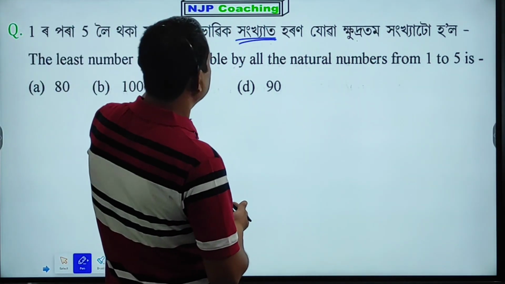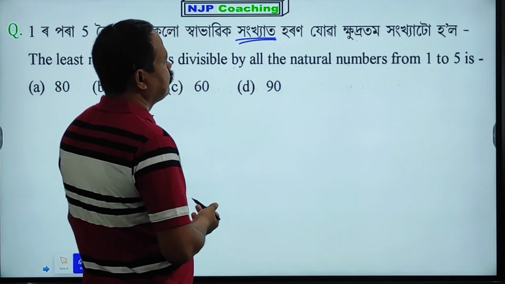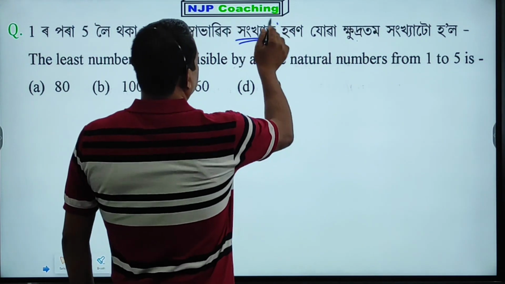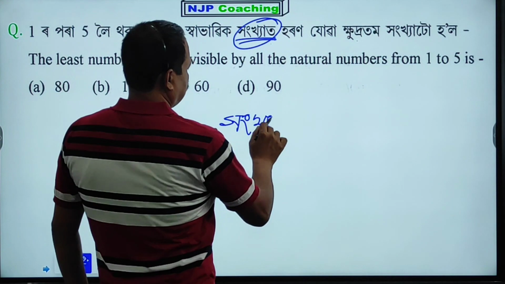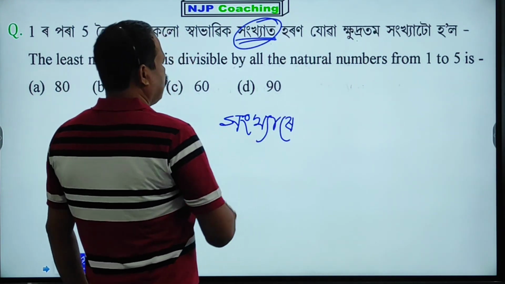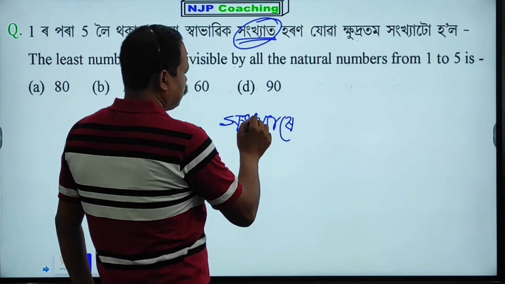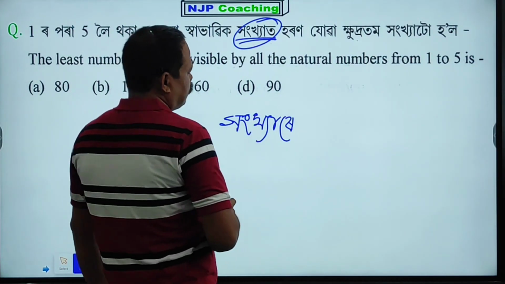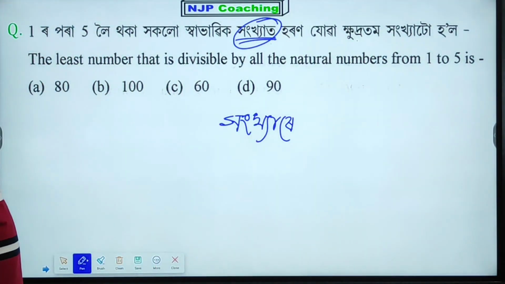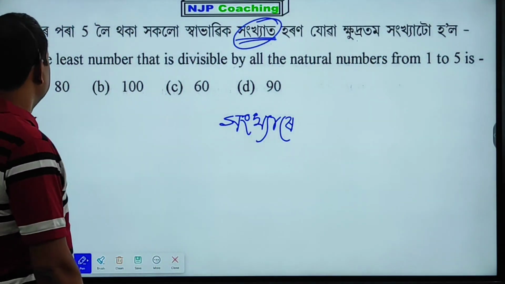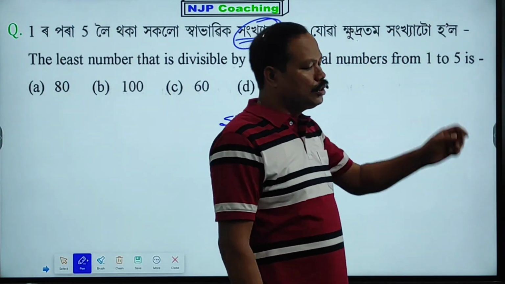The least number that is divisible by all the natural numbers from 1 to 5 — that means the least number that is divisible by all the natural numbers from 1 to 5.